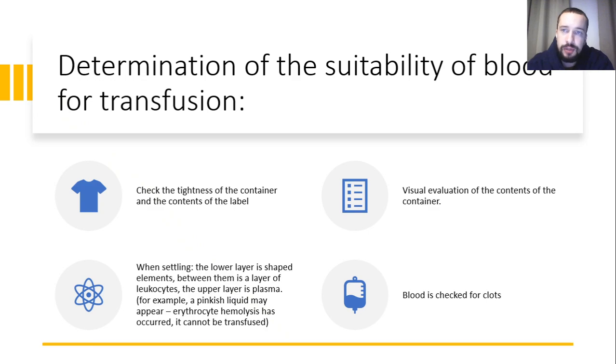Determination of the suitability of blood for transfusion. Check the tightness of the container and the contents of the label.